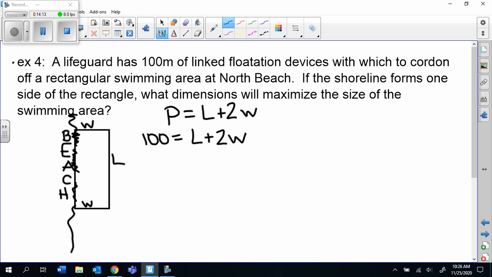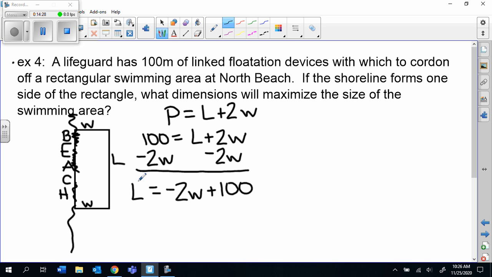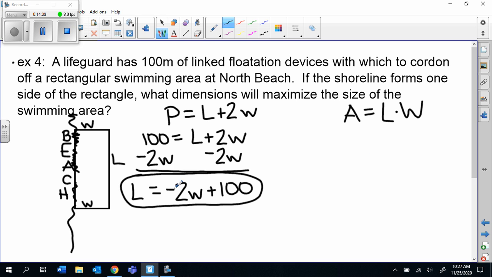So I would probably solve for L, subtract that 2W to the other side. And so if you want to rewrite it this way, L equals negative 2W plus 100. Then things don't look as backwards. And then over here, write the area formula down. Area is length times width. So let's plug that in. These steps are exactly the same. Negative 2W plus 100 times W.